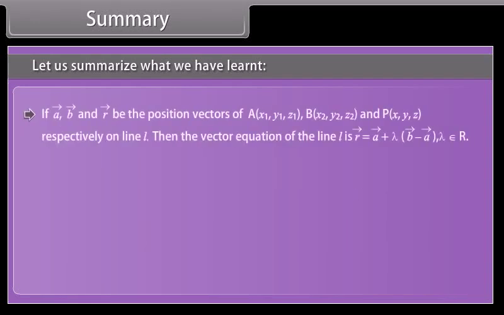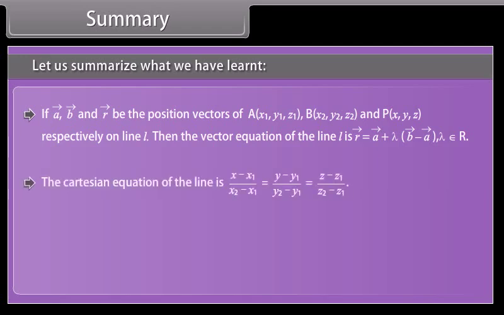if vectors A, B, and R are the position vectors of A (x1, y1, z1), B (x2, y2, z2), and P (x, y, z) respectively on line L, then the vector equation of the line L is vector R equals vector A plus lambda times vector B minus vector A, where lambda belongs to real numbers. The Cartesian equation of the line is x minus x1 by x2 minus x1 equals y minus y1 by y2 minus y1 equals z minus z1 by z2 minus z1.